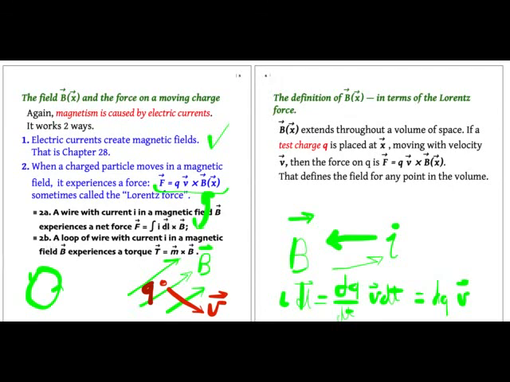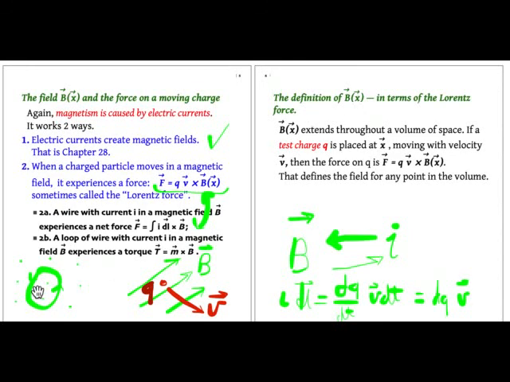But if you have a uniform magnetic field where the field exists everywhere and the wire is just inside the field, there's no net force on the loop. But there is a net torque. And the torque is M cross B, where M is the dipole moment. And again, you have a cross product.